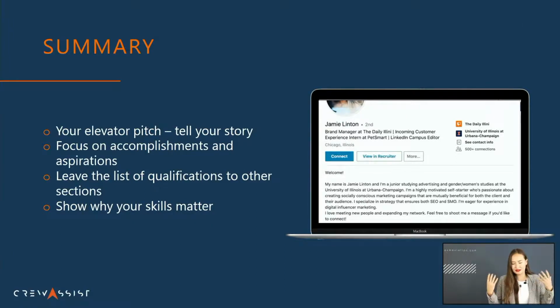Don't go into so many details. Just tell them who you are, what you're interested in, focus on your accomplishments, on your aspirations. Tell them who you are. This is your portfolio, your career portfolio.